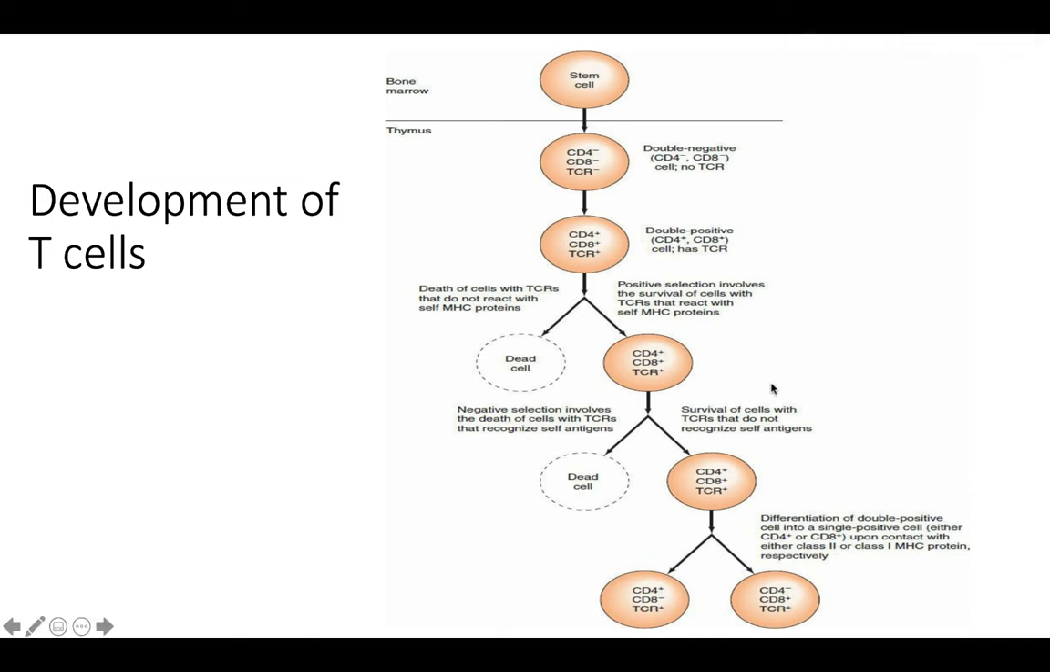Now, to go to negative selection. شو يعني negative selection؟ Negative selection, if you do something, I kill you. فشو المشكلة هنا؟ If your T cell receptor recognizes self. So negative selection involves the death of cells with T cell receptors that recognize self antigens.